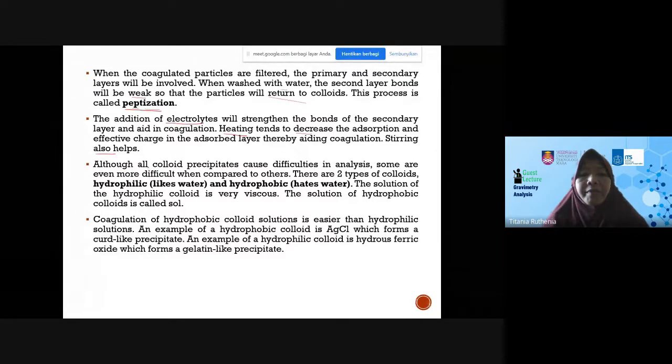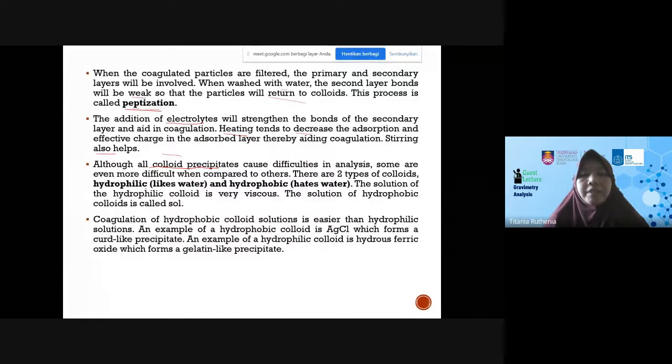Although all colloid precipitates cause difficulties in the analysis, some are even more difficult when compared to others. So actually, we don't want to have the colloid precipitate. However, there is one colloid that is more difficult than the other.